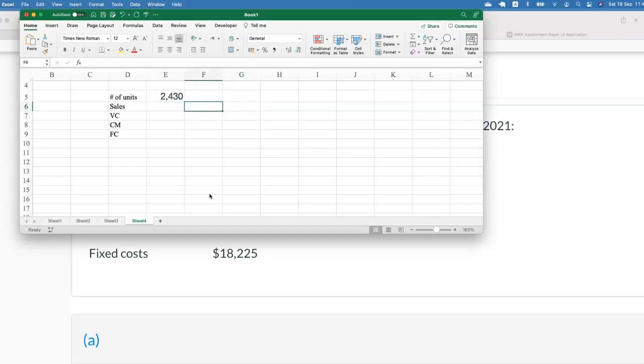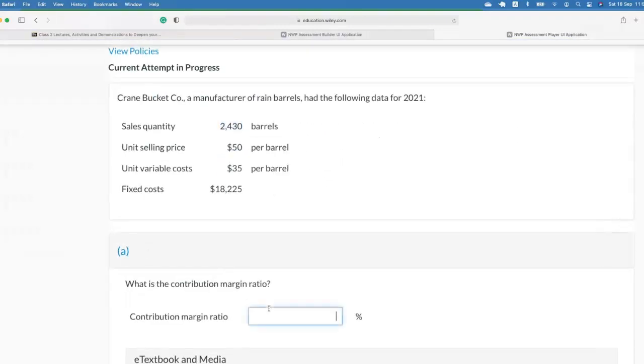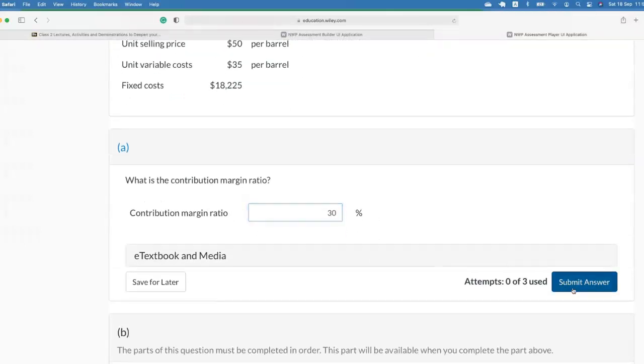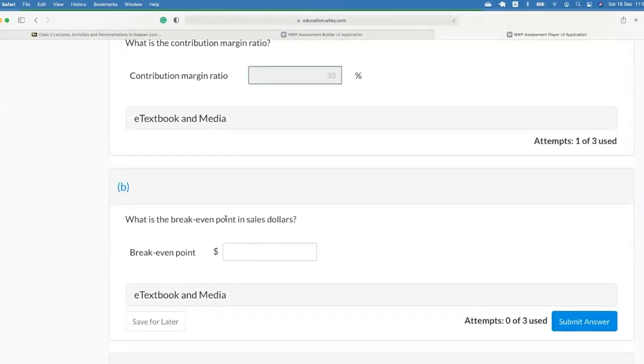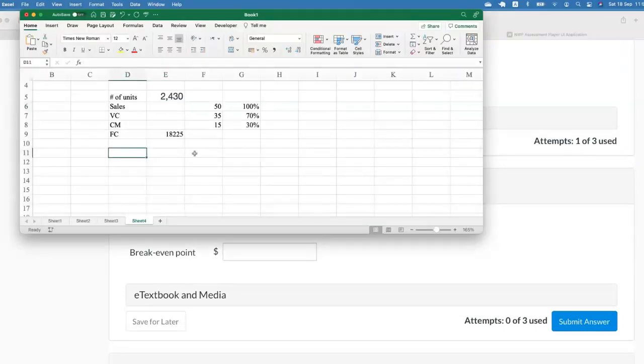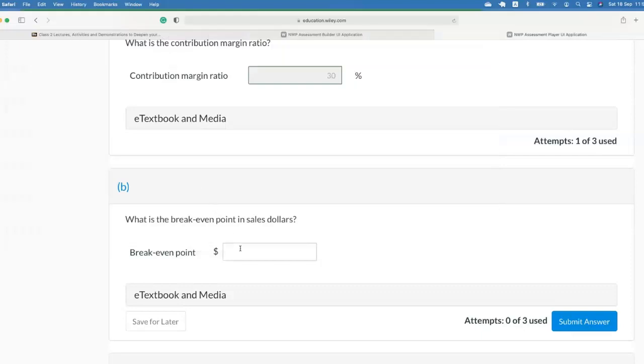So here it's 50, and here it's 35, and here it's 18,225. And the contribution margin is 50 minus 35, 15. Good. That's 70%, and here it's 30%. So the question is asking, what is the contribution margin ratio? It's 30%. Right. What is the break-even point in sales dollars? The break-even point in sales dollars is the fixed cost divided by the contribution margin ratio, which is 60,750.